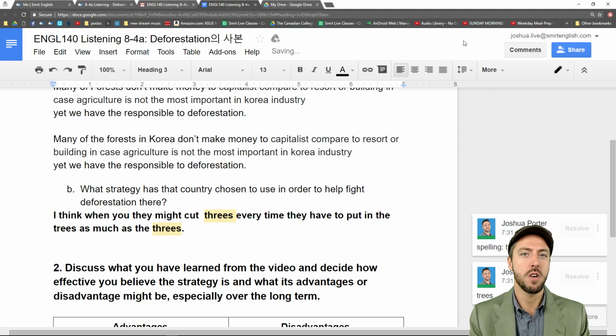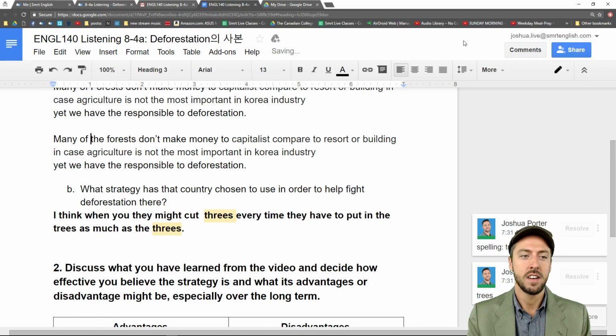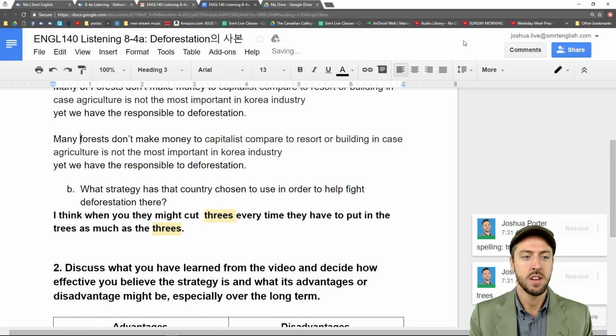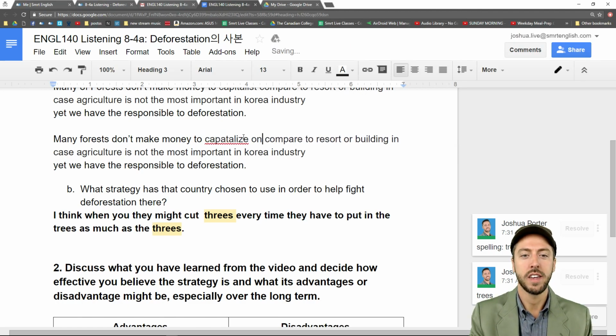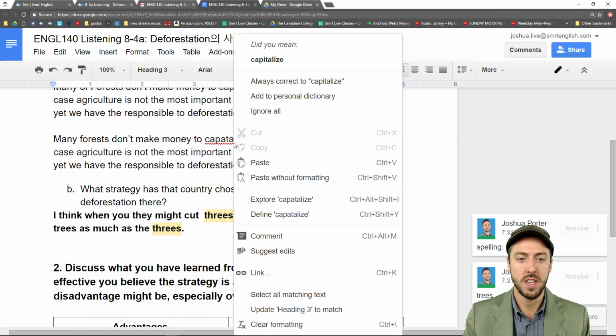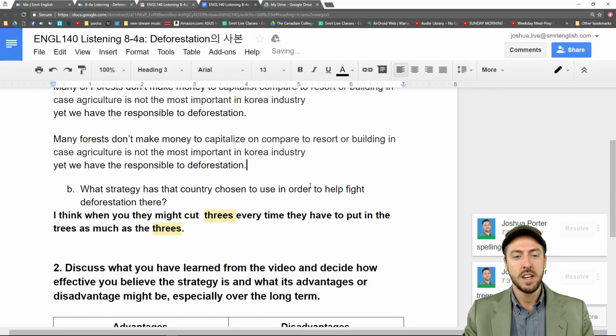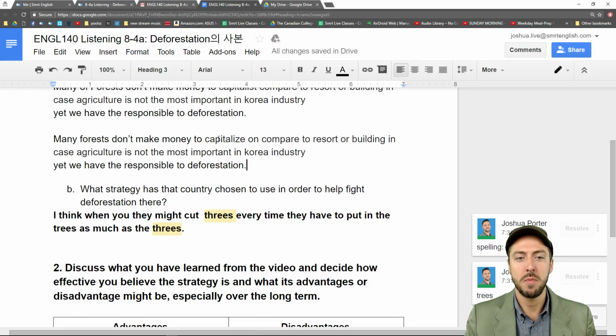But I think this is true of all forests all over the world. So I'm just going to say many forests don't make money. And we would say, we want the verb here. We have to. So we're going to say to capitalize. Capitalize on. And we can use that phrasal verb intransitively. Many forests don't make money to capitalize on.